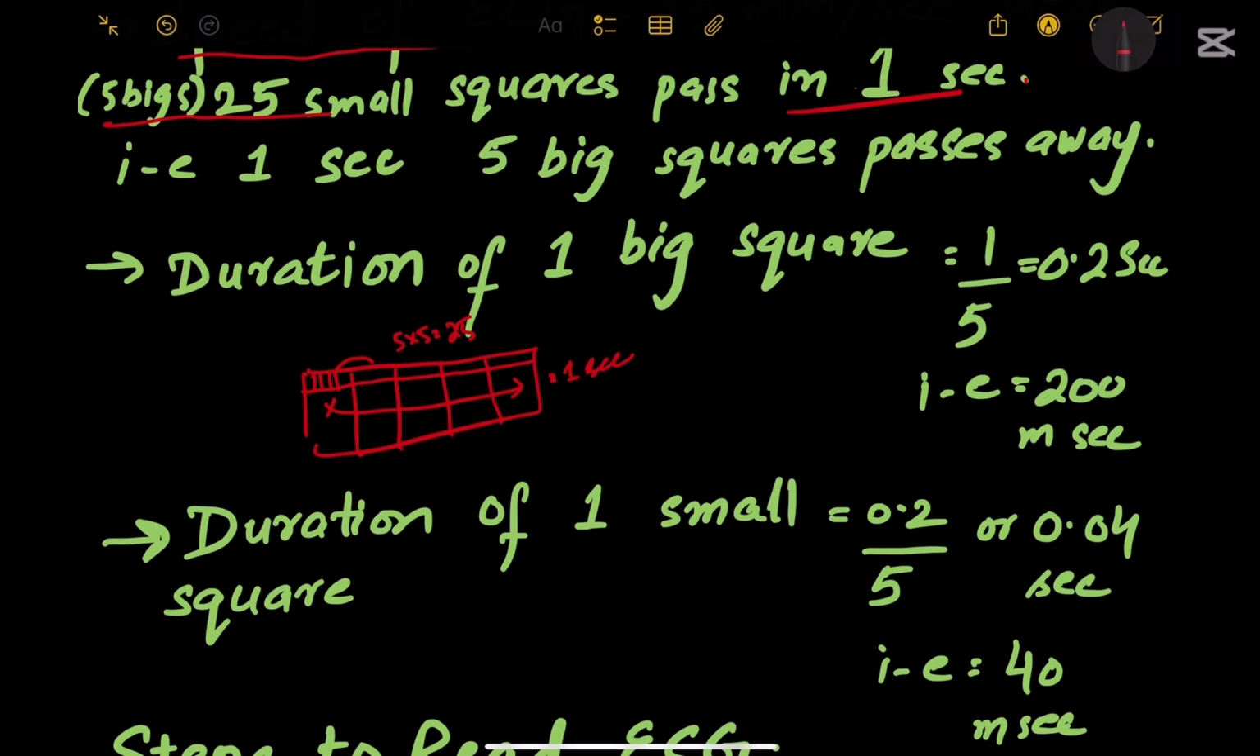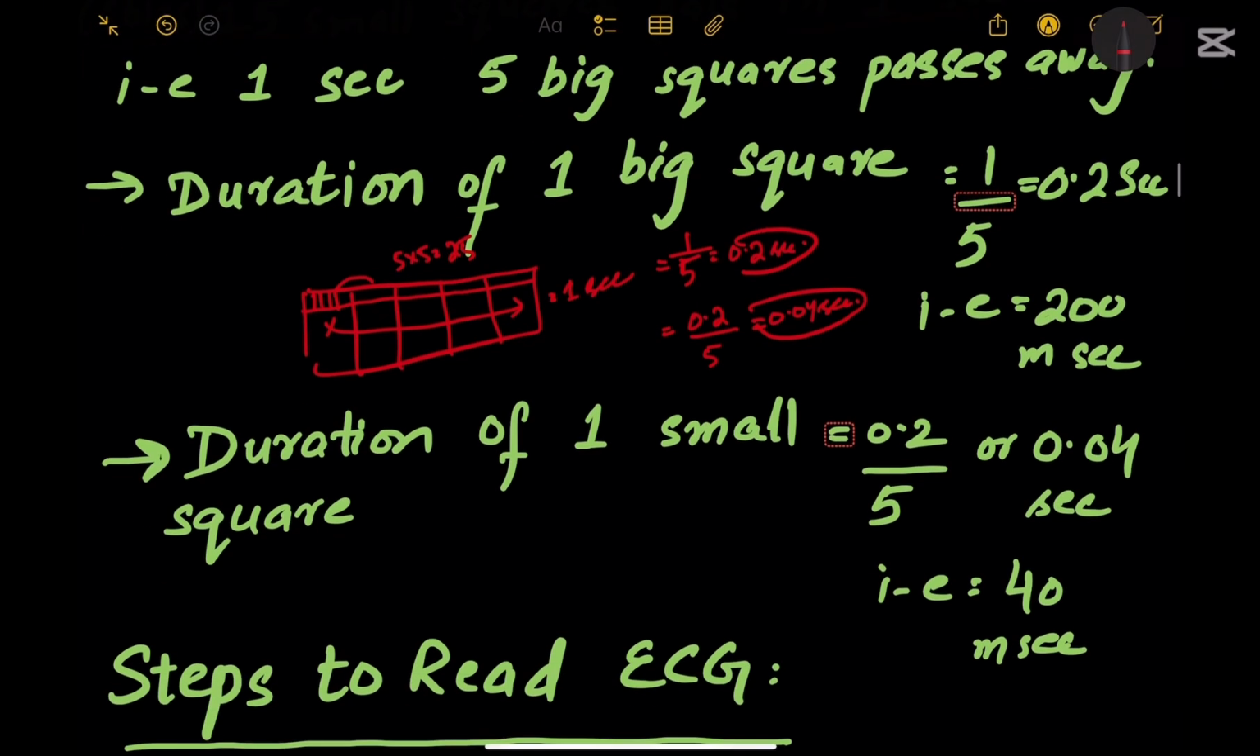Now how will we calculate the duration of only one square? So we will divide 1 by 5. This is the duration of one big square, which is 0.2 second. And the duration of one small square is 0.2 divided by 5, which is 0.04. So the duration of the small square is 0.04 seconds. So we have discussed in how much time the ECG paper passes, what is the duration of one small square, and what is the duration of one large square. So the small square is 0.04 second and the large square is 0.2 second.